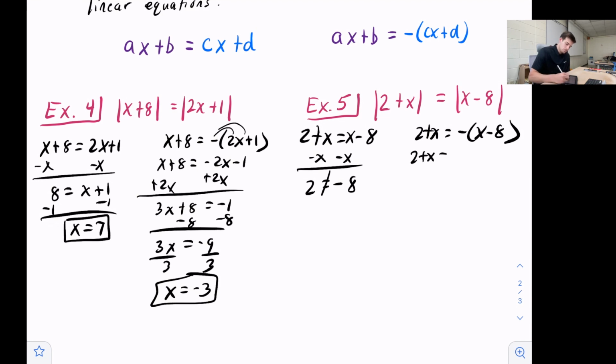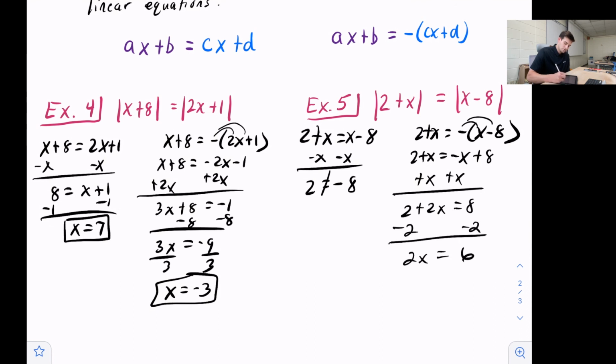So we have 2 plus x equals, we distribute this negative, so negative x plus 8. We add x to both sides. We get 2 plus 2x equals 8. We subtract 2, so 2x equals 6. And we divide by 2 and get x equals 3. And that's how we solve absolute value equations.